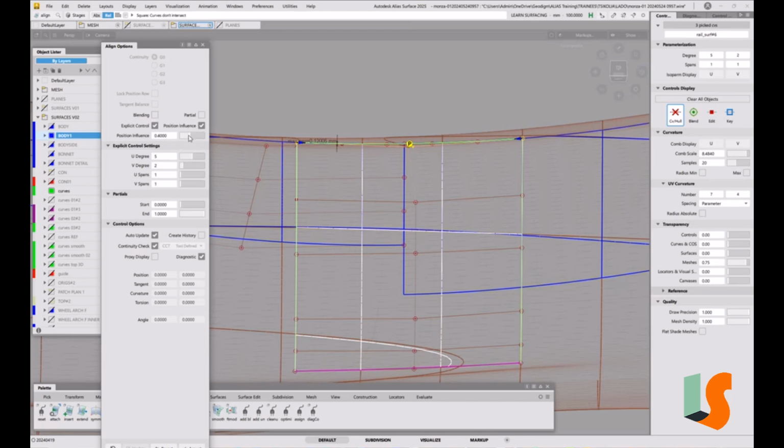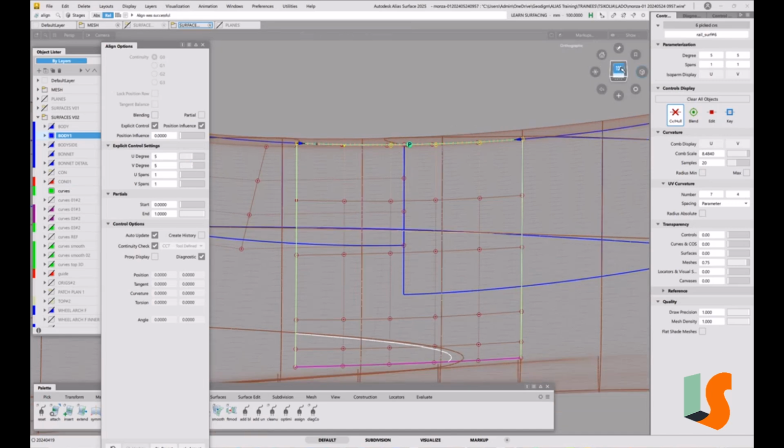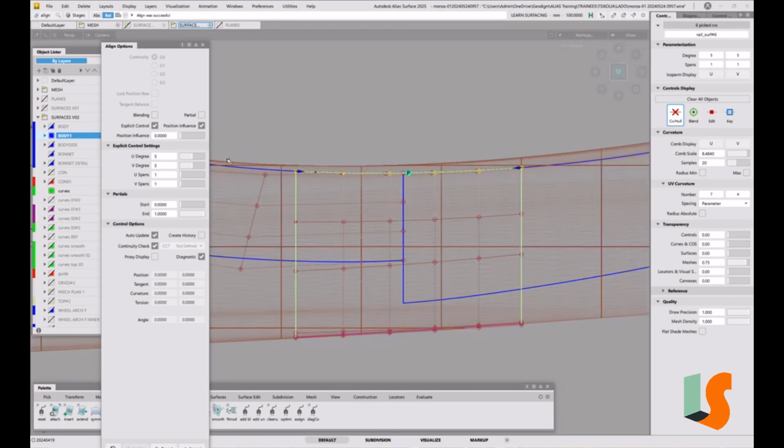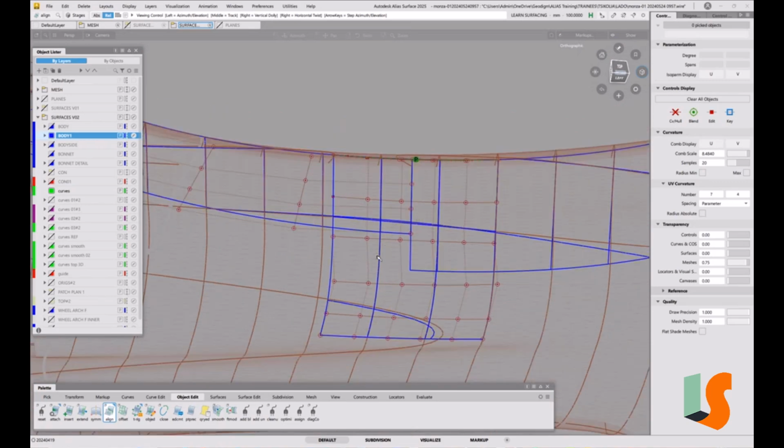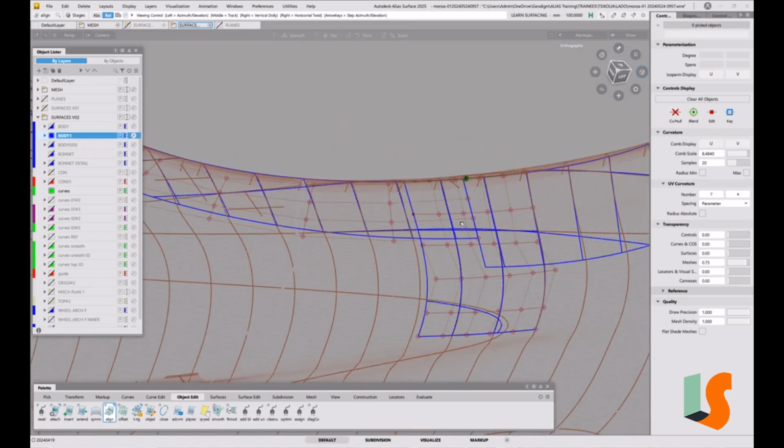So maybe I'll just go for position influence of 0, keep that CV where it is, and then we'll increase the degree to 5. So although the spacing is not exactly the same as the curve, it's actually got position alignment anyway in that case. Yeah, it has to be 5 to align to that. I mean, we might come back and change that, of course, but.